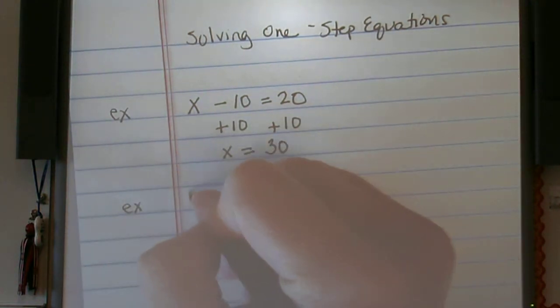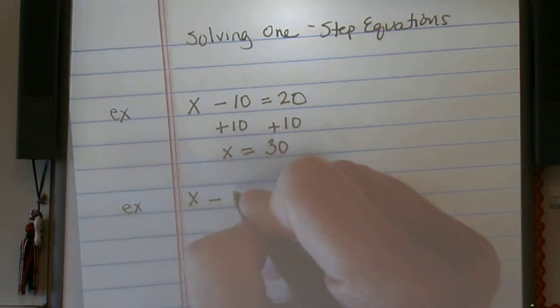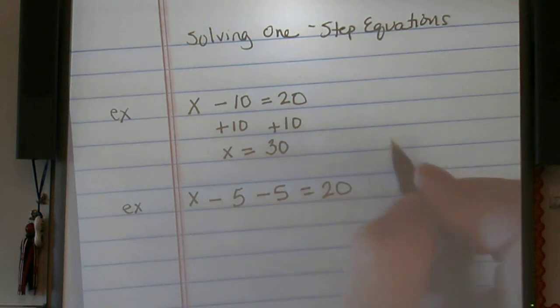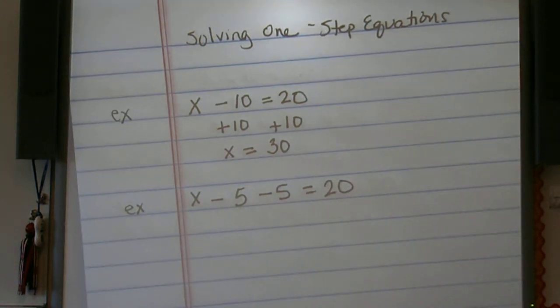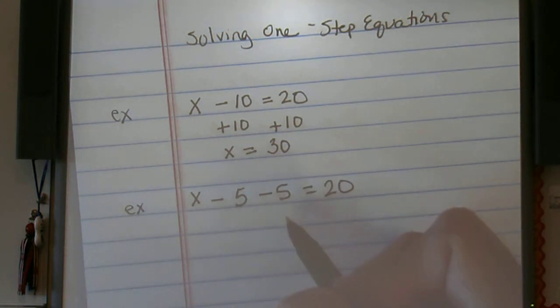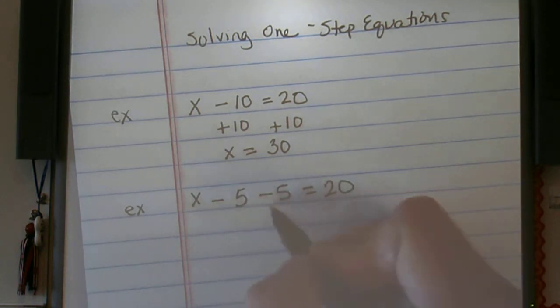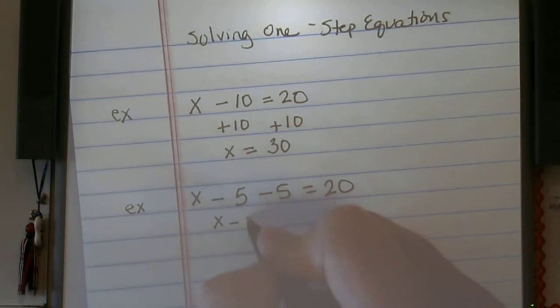Next example, x minus 5 minus 5 equals 20. In this example, we need to simplify our like terms before we can solve our one-step equation. So I have x, negative 5, and negative 5. If you notice, these two terms are like terms, so we can simplify them by combining like terms, and negative 5 minus negative 5 is a negative 10.